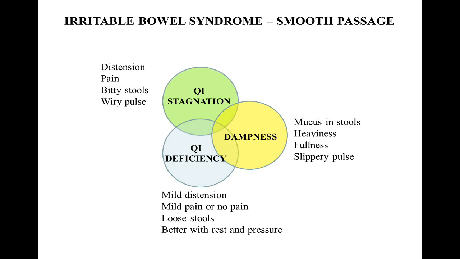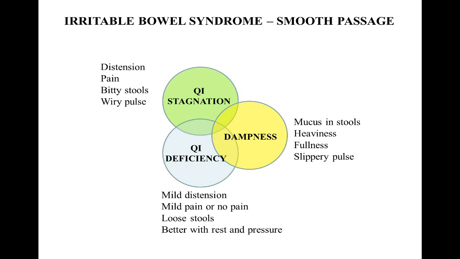Okay, and this diagram here illustrates the situations of irritable bowel syndrome in my experience. In my experience, there are always these 3 patterns in different degrees. And I've got the symptoms there. If Qi stagnation predominates, you have a lot of distension and pain and wiry pulse. If dampness predominates, you may have mucus in the stools, heaviness, fullness, slippery pulse. If Qi deficiency predominates, not so much distension, not so much pain, but more loose stools.